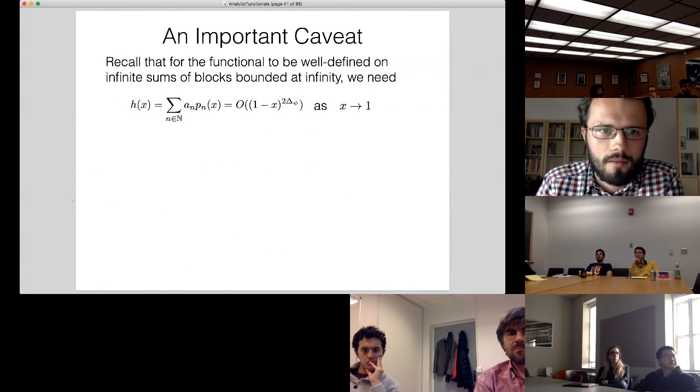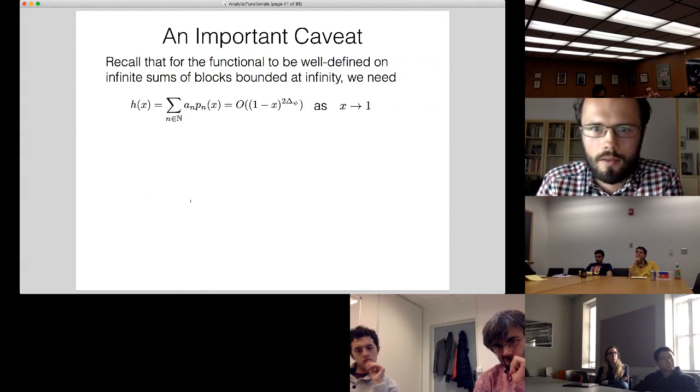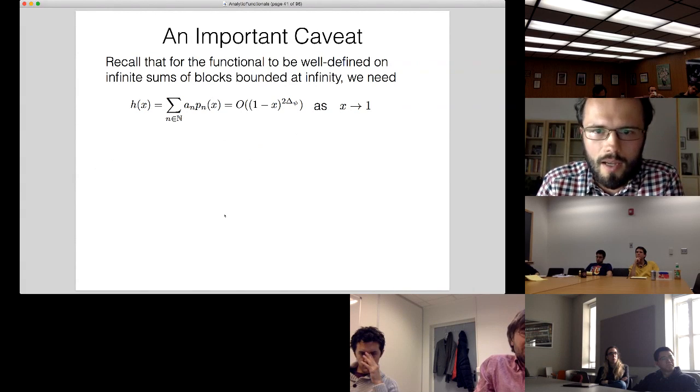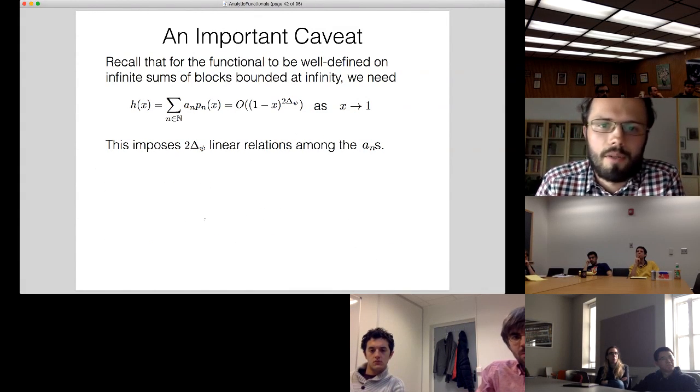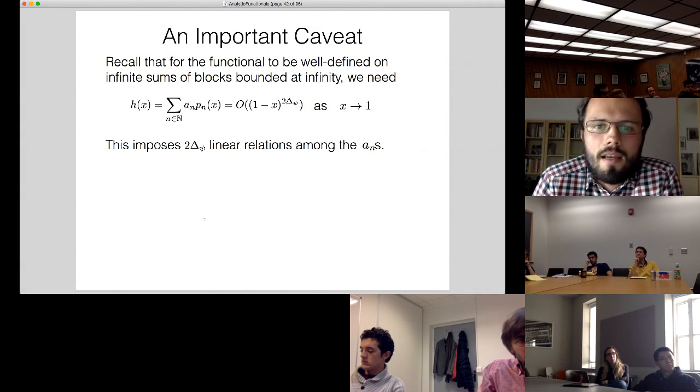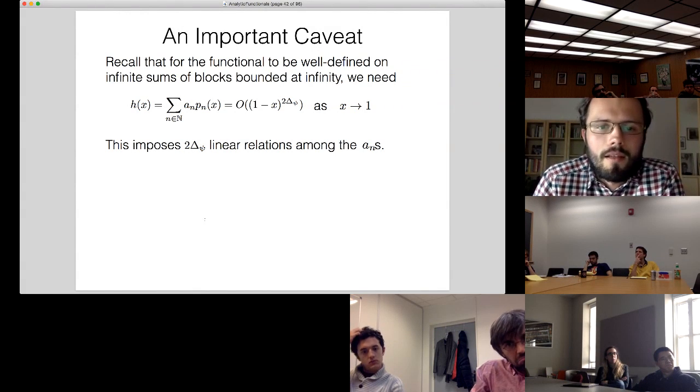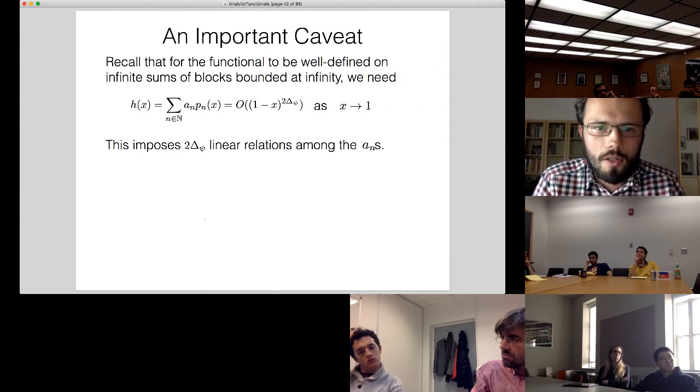Now let's remember the important caveat on the kernel h of x. In order that the functionals are well defined when they act on infinite sums of blocks which are bounded at infinity, it is necessary that the behavior of H is sufficiently soft as x goes to 1. It must be at most of order 1 minus x to the 2 delta psi. And because we are expanding H in some polynomials, this necessarily imposes 2 delta psi linear relations among these coefficients a_n. So in particular, the basis functionals omega n, which I just defined for you on the previous slide, are not well defined, because none of the p_n's is of order 1 minus x to the 2 delta psi as x goes to 1. But it's possible to take very simple linear combinations of the omega n's which are well defined.